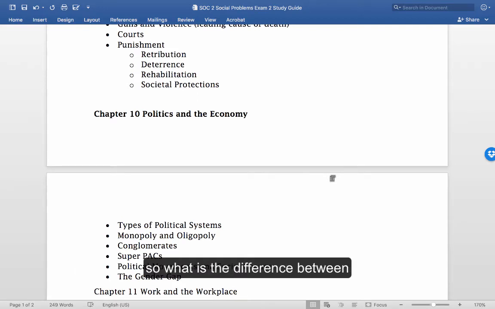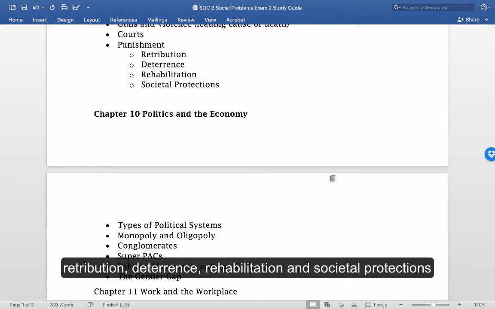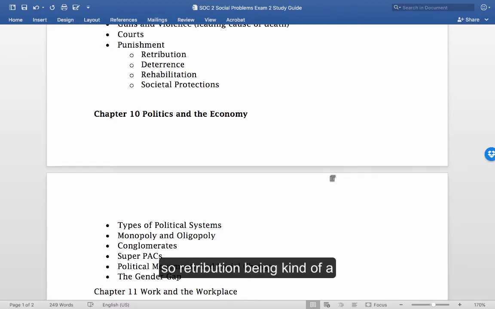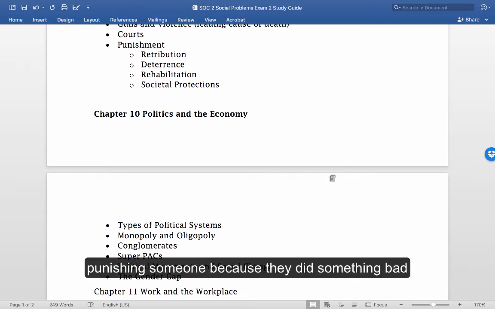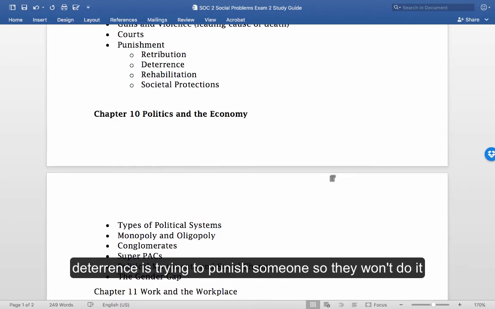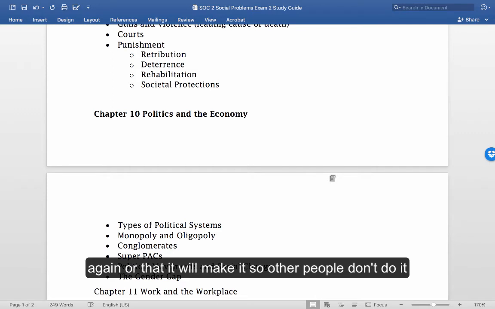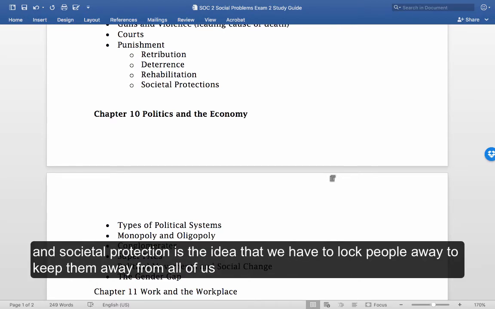So, what's the difference between retribution, deterrence, rehabilitation, and societal protections, right? So, retribution being kind of an idea of revenge, right? Punishing someone because they did something bad. Deterrence is trying to punish someone so that they won't do it again, or that it'll make it so other people won't do it. Rehabilitation is what we pretend to do, which is where you actually rehabilitate a person, make them better, so that they don't reoffend in the future. And societal protection is this idea like we got to lock people away to keep them away from all of us to keep society safe.